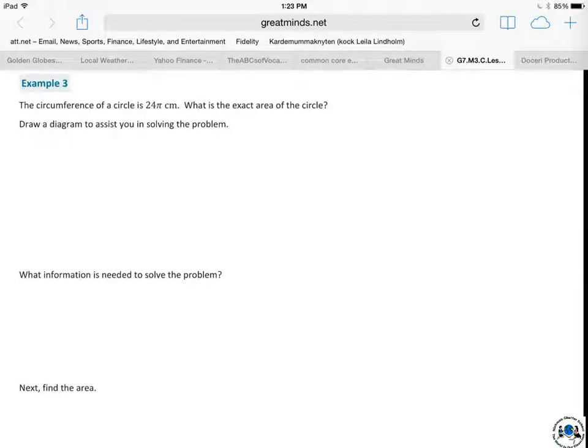Okay, so this example 3 is going to see if you can put together many different things that you've learned and solve this problem here. So the problem here, it tells you the circumference of a circle is 24 pi centimeters. What is the exact area of the circle? Okay, what is the exact area? And remember what I told you about expressing circumference or area in that way. Okay, that should help you out.